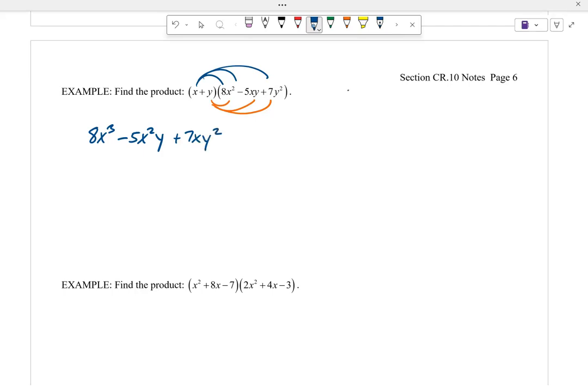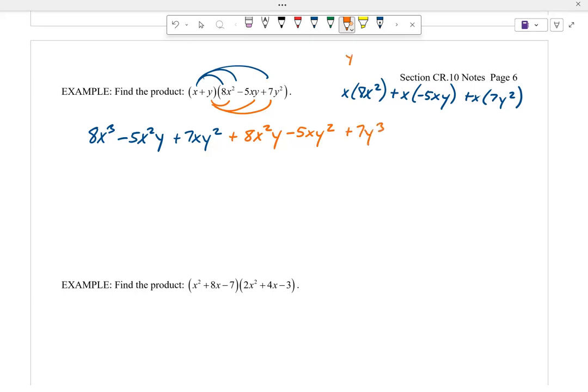And again, maybe you need to write this step out. There's nothing wrong with that, especially if you're rusty with this stuff. All right, that's what we just did. And now we're going to do the orange one. So now I got y times 8x squared is an 8x squared y. I got y times negative 5xy is a negative 5xy squared. And a y times a 7y squared is a 7y to the third. And again, that is just y times 8x squared, y times negative 5xy, and then y times 7y squared, if you're writing that out.